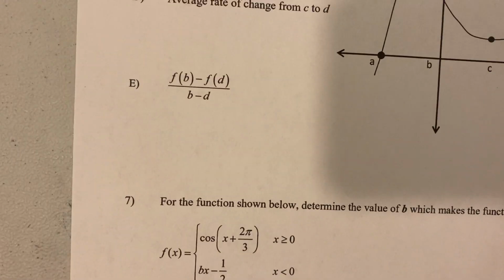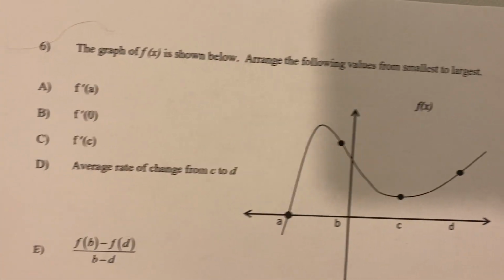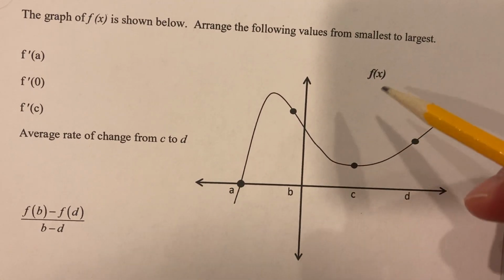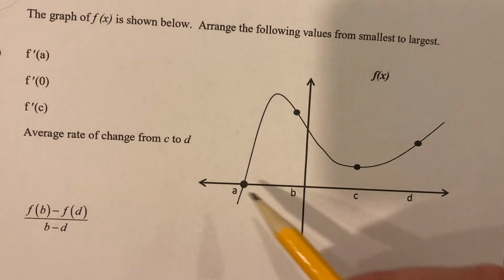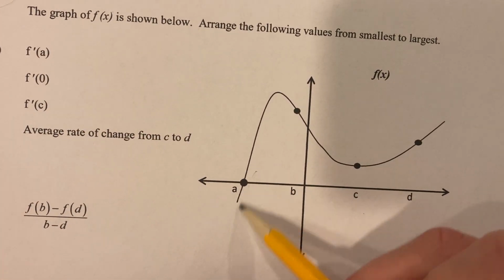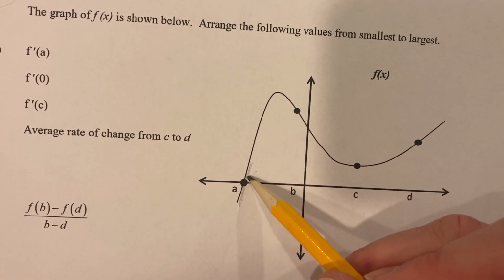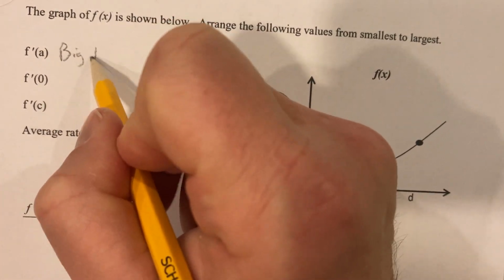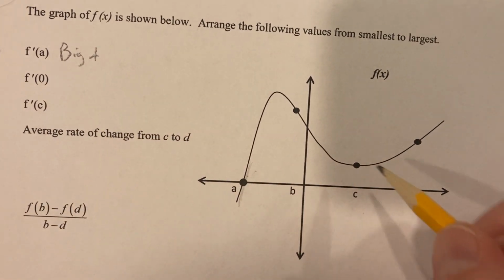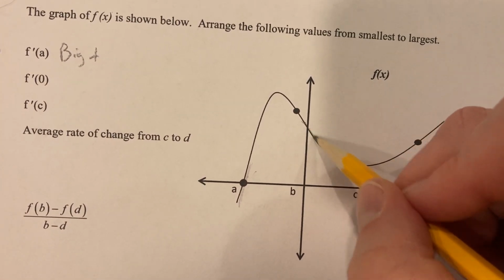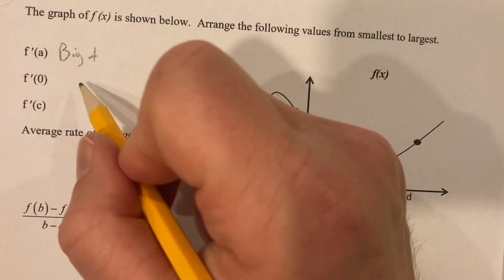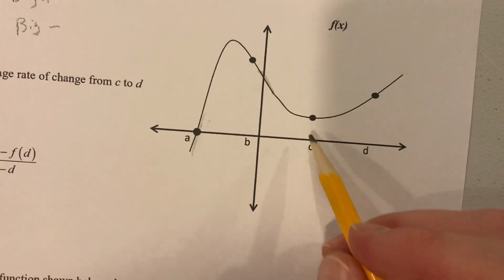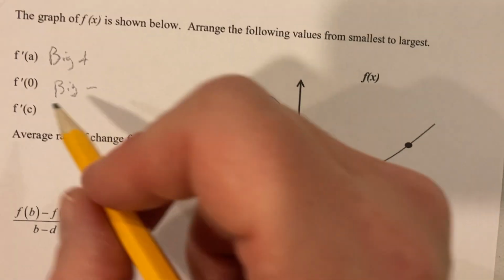All right. Number 6 here says, here's the graph of f of x. Can you arrange these in order from smallest to largest? Let's get a feel for what they are. So f prime of a is the slope of the tangent line at a, and that is we'll say a big positive, okay? F prime of 0 is the slope of the tangent at 0, and that looks like it's a big negative. F prime of c is the slope of the tangent at c, and that sure does look like it's 0.